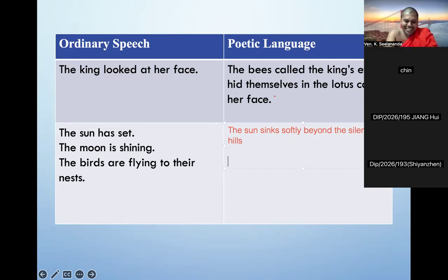Yeah, please, Pandey. We can say it like this: silver moonlight spills across the waiting sky. Very beautiful. Yeah, very beautiful.